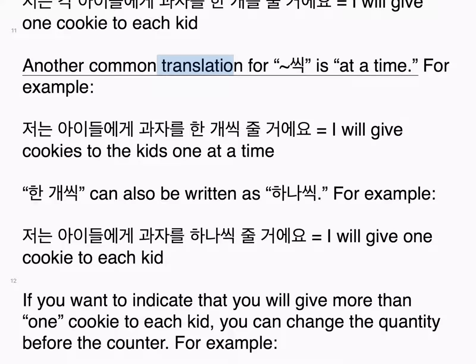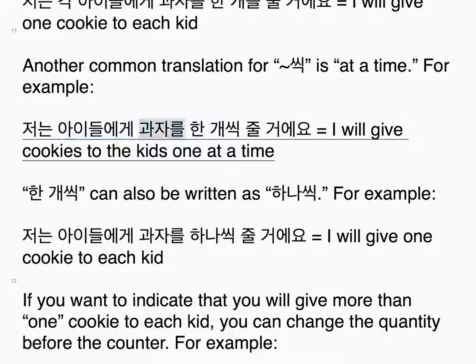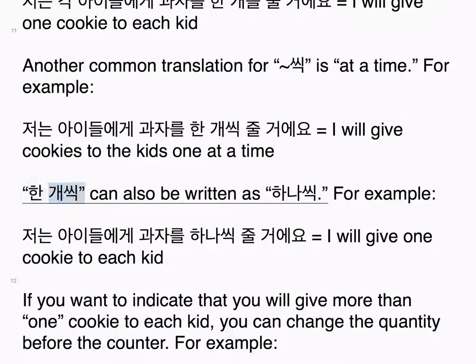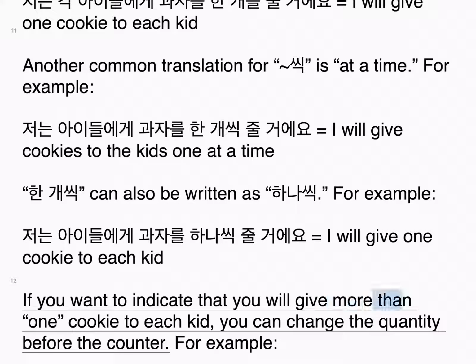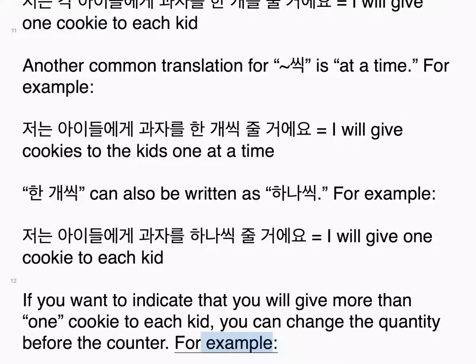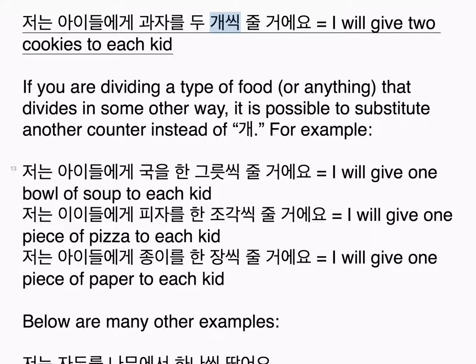Another common translation for 씩 is at a time. For example, 저는 아이들에게 과자를 한 개씩 줄 거예요. I will give cookies to the kids one at a time. 한 개씩 can also be written as 하나씩. For example, 저는 아이들에게 과자를 하나씩 줄 거예요. I will give one cookie to each kid. If you want to indicate that you will give more than one cookie to each kid, you can change the quantity before the counter. For example, 저는 아이들에게 과자를 2개씩 줄 거예요. I will give 2 cookies to each kid.